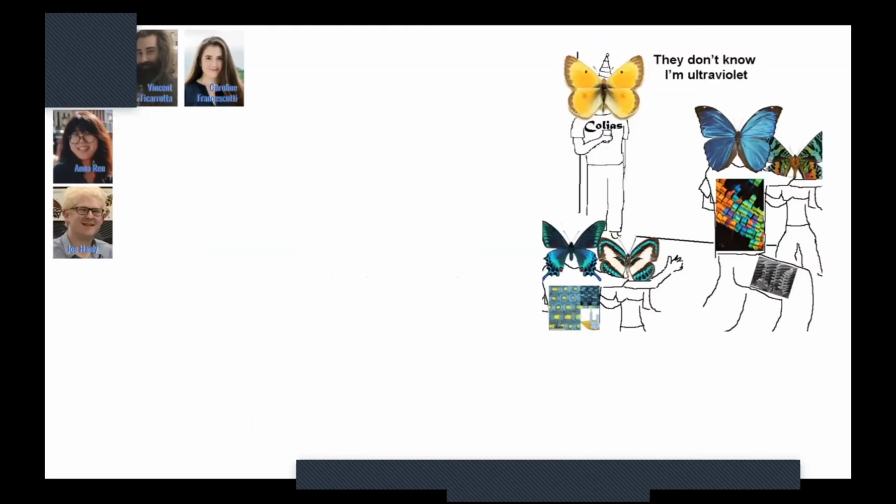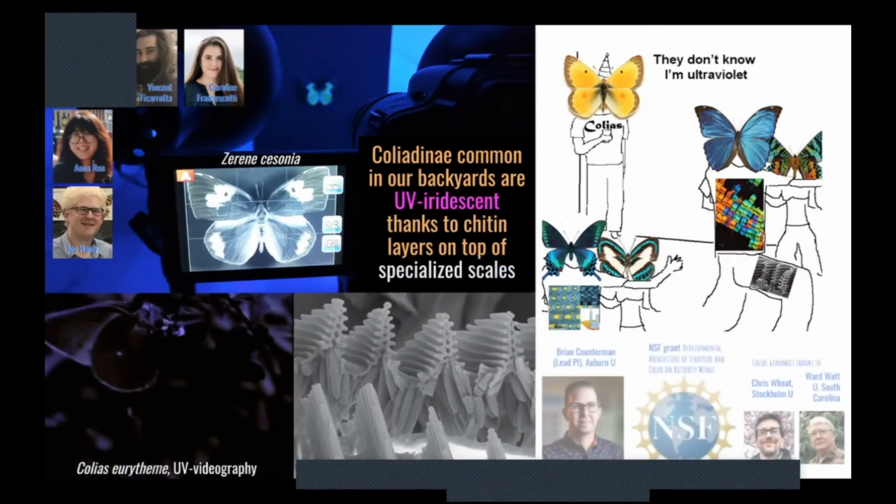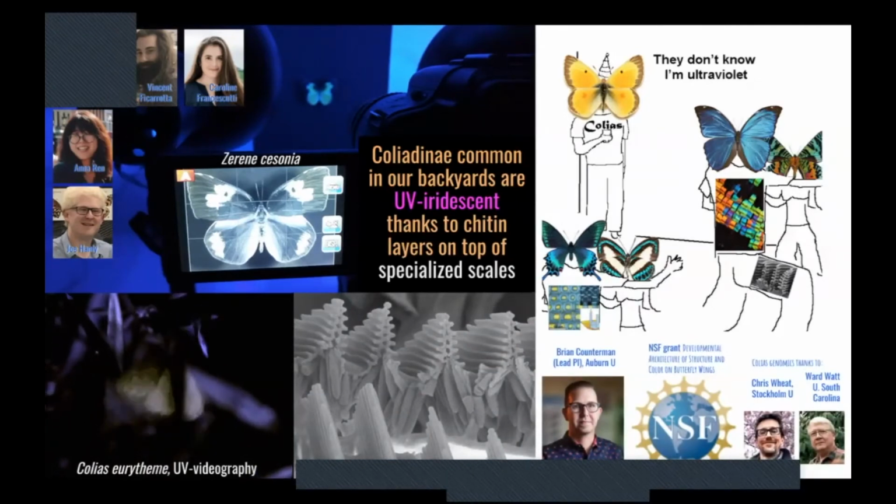So next, I would like to mention briefly our work on iridescence. A lot of butterflies have very cool nanostructures on their wings that create very cool iridescent color, so angle-dependent metallic reflections. But flying under the radar, I would say, in our backyards, we have this Colias butterfly that is also iridescent. But you cannot really see it because this iridescence is ultraviolet. You need a special camera to image the iridescence of those butterflies, which is really, really exciting because those butterflies are right here.